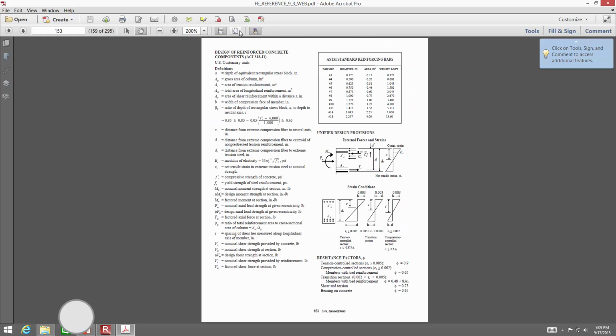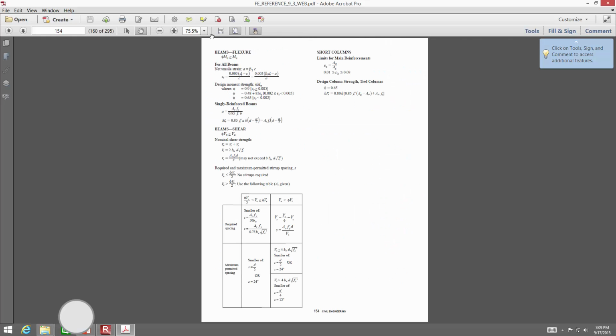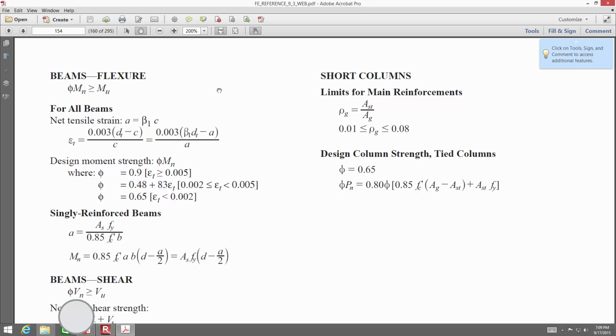All right. Now, one of the things that's worth mentioning is there's actually not a whole lot of formulas in the manual when it comes to concrete. For instance, if you look at the section on beams, really all they list is singly reinforced beams for flexure, and that's it.